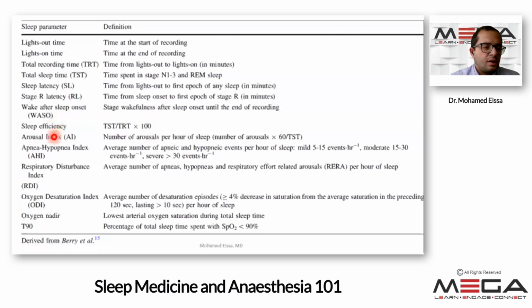And as everybody would know, we also calculate the apnea hypopnea index, or AHI, the respiratory disturbance index, ODI, oxygen nadir, and T90. T90 is the time, or percentage of total sleep time, which is spent with the patient's saturation below 90%. It's very important prognostically in determining how severe the sleep apnea is.